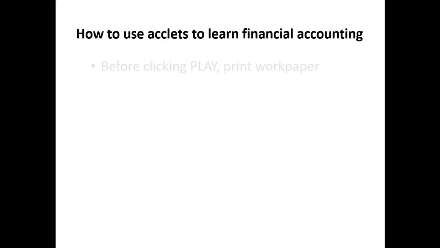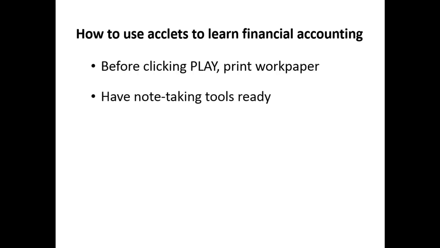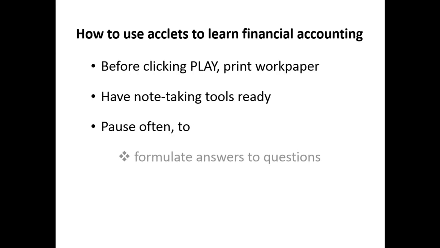Before clicking play, print the associated work paper if there is one. Have your note-taking tools ready. And maybe most important, keep one hand on the pause button so that you have time to do the following. Formulate answers to the questions raised by the narrator. Being right at this point is not as important as thinking up an answer, because even if you're wrong, and the Acclet will provide the correct answer right away, the right answer now has a place in your brain to attach itself, and you're more likely to understand and remember the right answer.